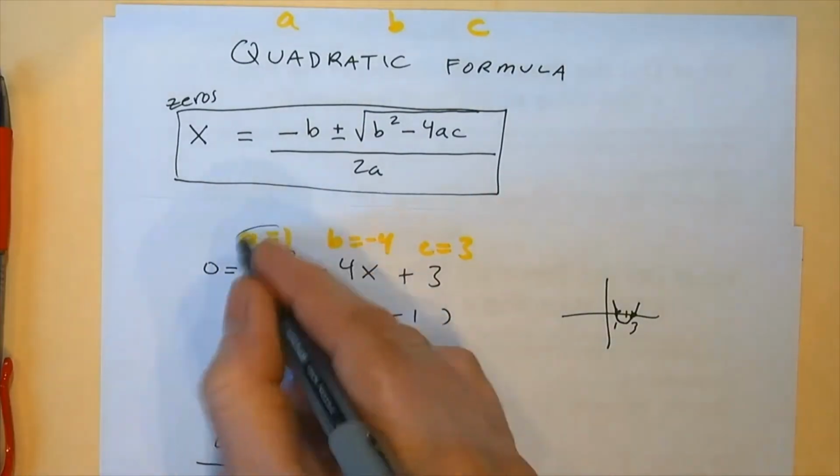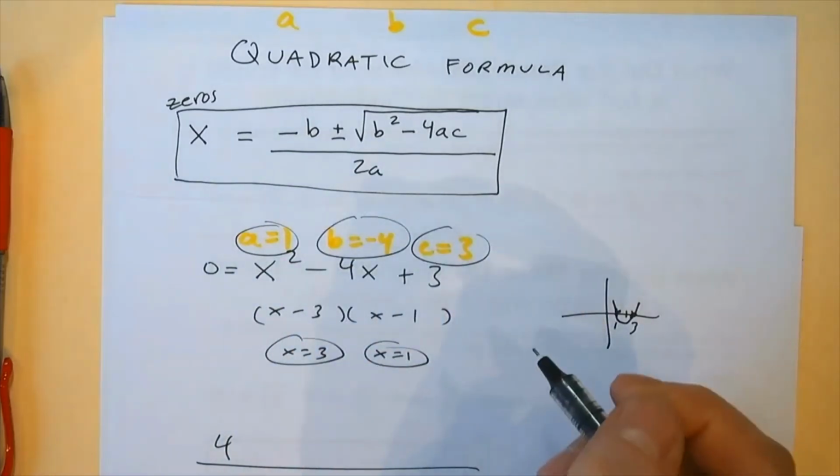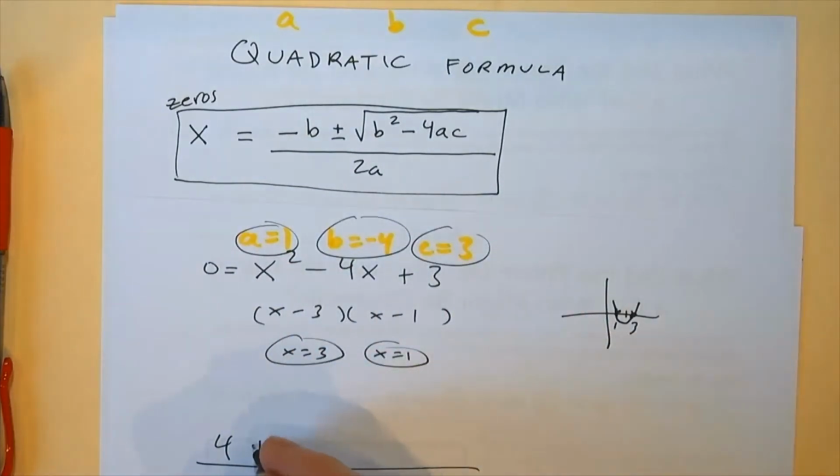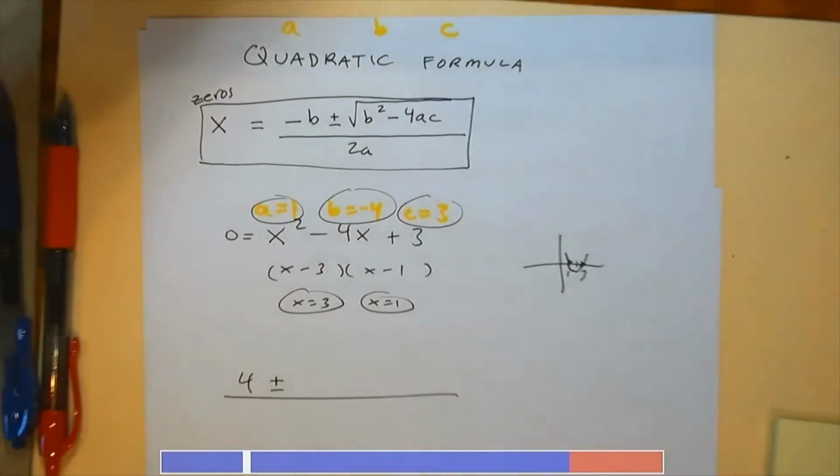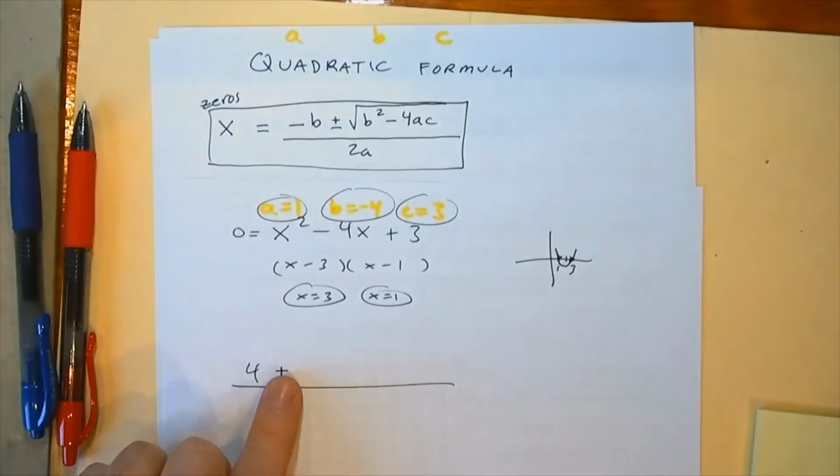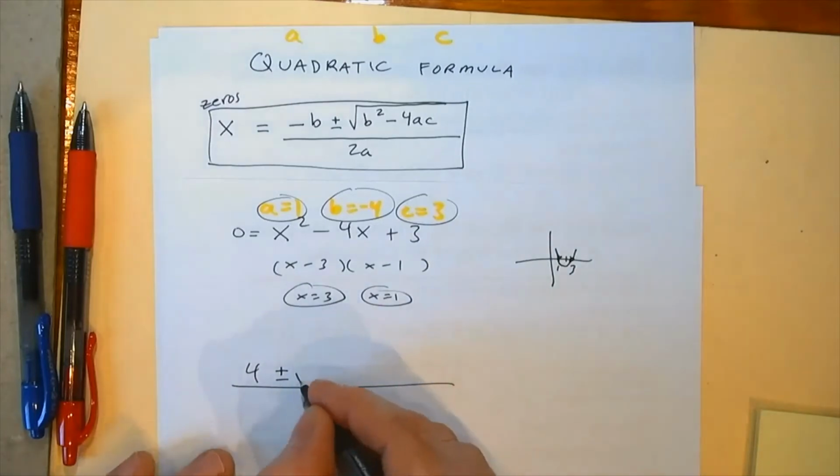Some people like to circle them so they don't get confused. Then it says add or subtract. This way we can get 2 answers, because we do want to get 2 answers. So we'll just add to get 1, we'll subtract to get the other. We do that a little bit later.